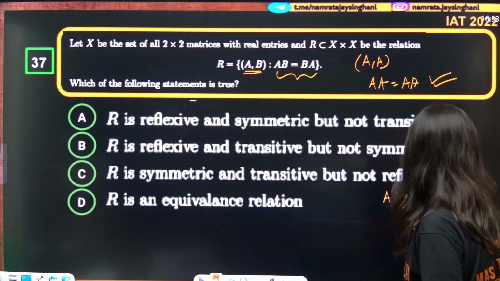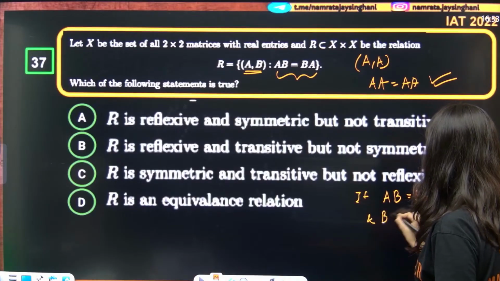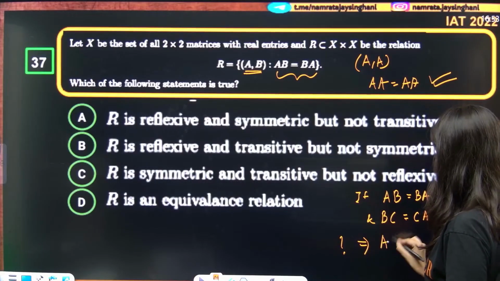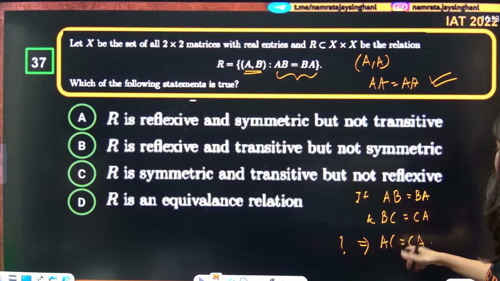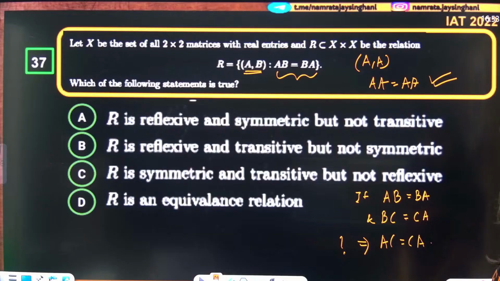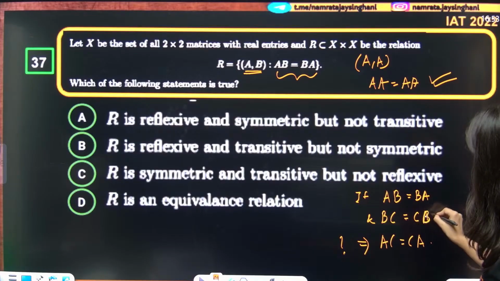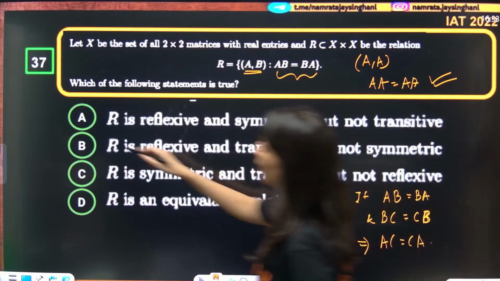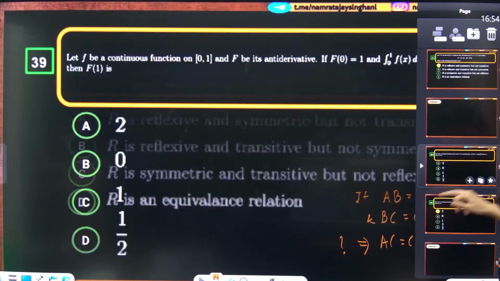See, if AB equals BA and BC equals CB, will that imply, you need to ask yourself, AC equals CA? That I don't know how to prove. AC equals CA, how will we prove it? How will you write AC equals CA? There is no way. So that is why option A is absolutely correct. Okay, option A.